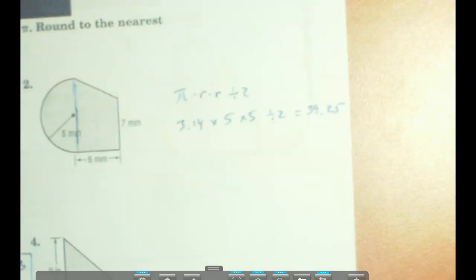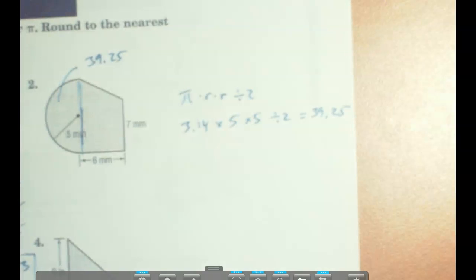3.14, I'm just going to take it times 25, and then divide that number by 2. We've got 39.25. 39.25. So that'll be the area of this circle here. I'll just label it 39.25.